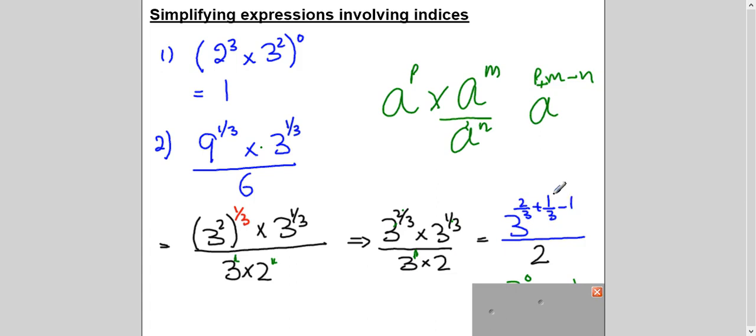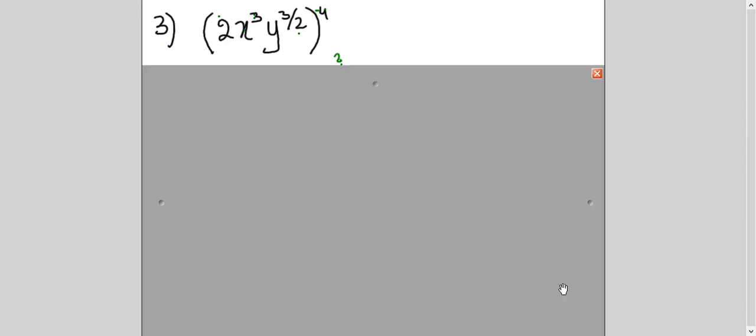And now you can take the LCM and do it mentally also, it's simple. So it will become 3 power 0. 3 power 0 is 1, 2 as it is, so the answer is half. So if you do it stepwise, it will not be complicated, no matter how complicated the question looks.